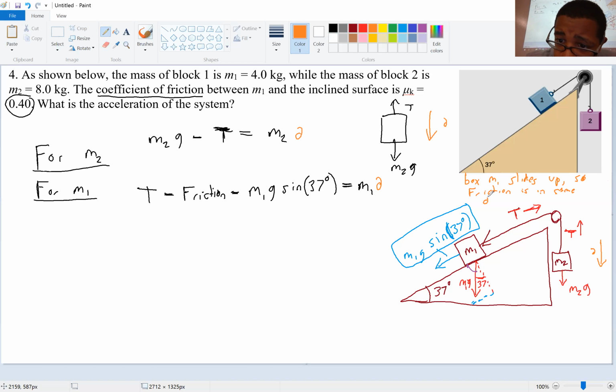Same direction as T. Okay, just a little note there. So we have two systems of equations, and so we just solve them. So let me go ahead and plug in what friction is.